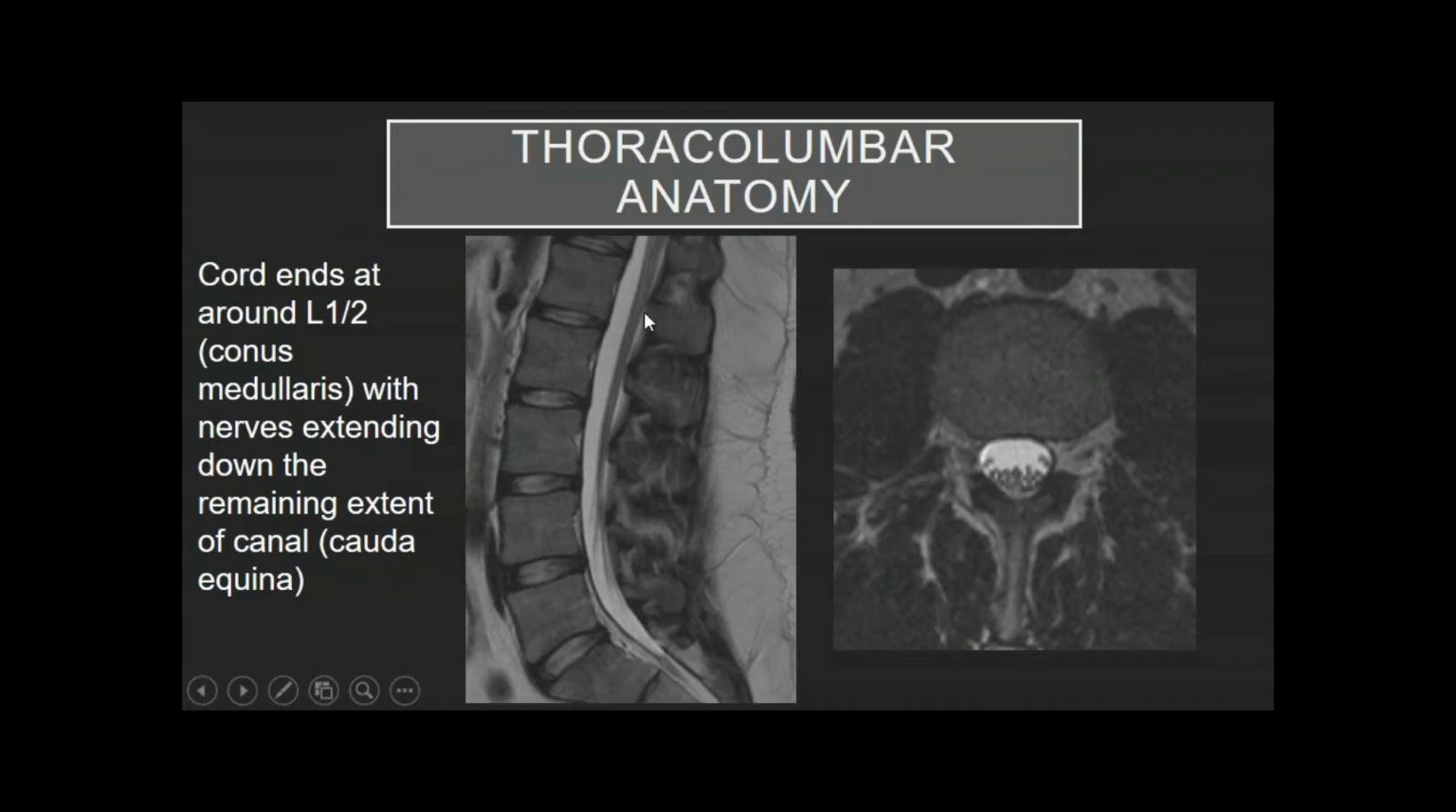All right, so your cord is going to end up around this level, and then on an axial, you're going to see it turn into all of these little nerve fibers, and it's called cauda equina because it's meant to sound like, I think it's a horse's tail is the meaning of that.